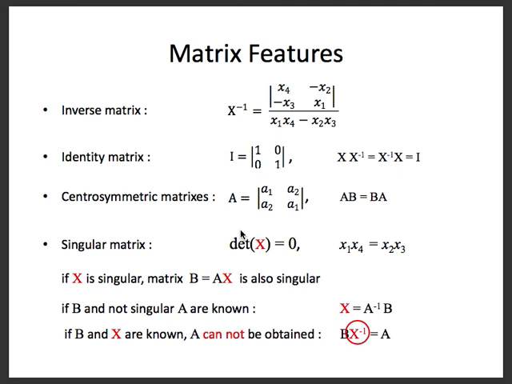Like the equation: if X is a singular matrix and you have this equation, B is also singular, no matter what kind of A is. In this case, if you know B and singular matrix A, you can calculate matrix X. But if you know B and X, you can never calculate matrix A, even though this equation is so simple. We'll use this feature later.